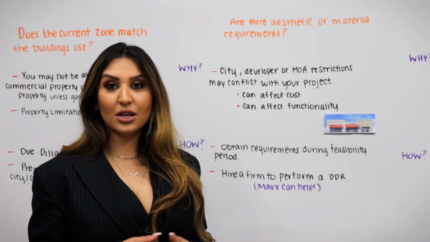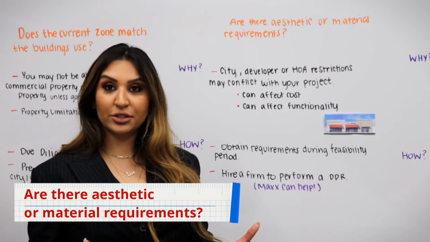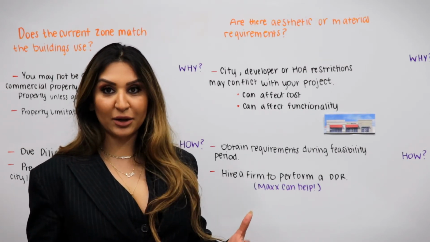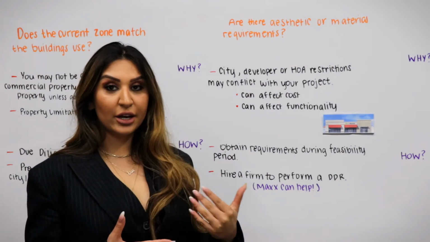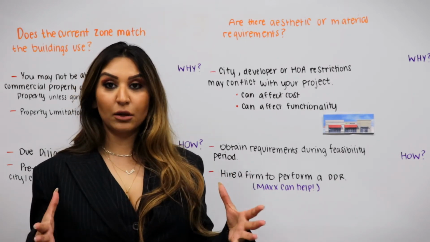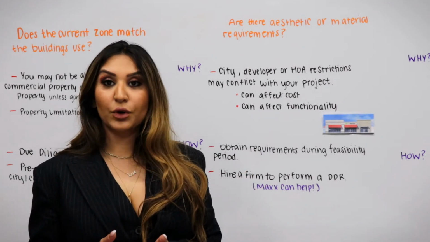That takes me to my next point, which is, are there aesthetic or material requirements as per your city or HOA zoning? So why is this important? Because your city, your HOA, or the main developer in the area may have different requirements for your building.